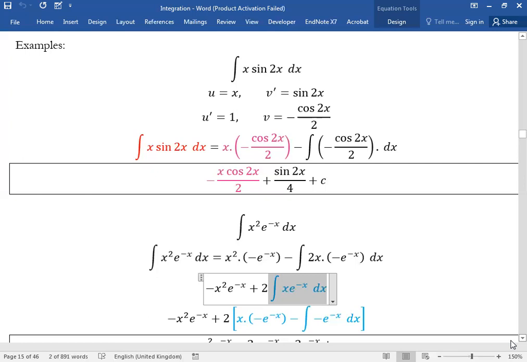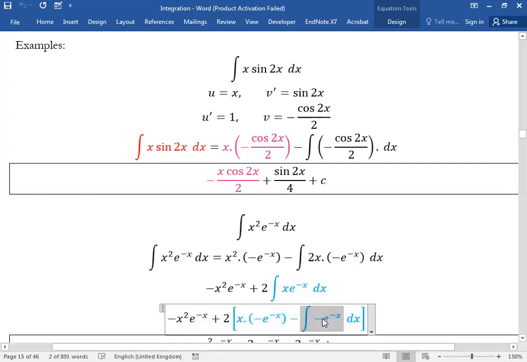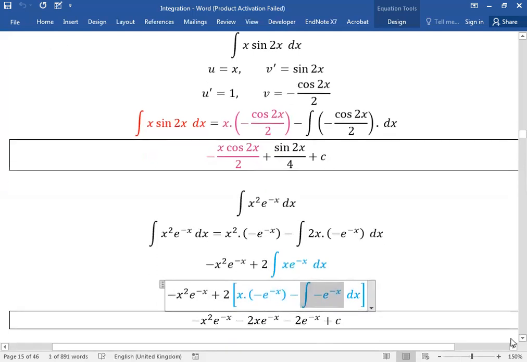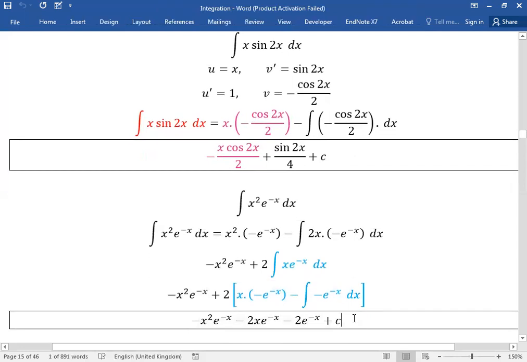Clear? Again, remember, you still need to integrate this part. This is something that you still need to integrate. This is what you should get. And in most of these questions, the question urges you to take e to the power minus x common, not for the integration purposes, but for further simplification.